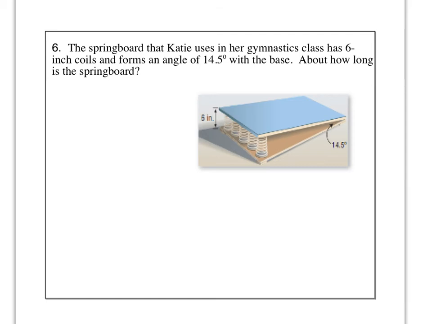Okay. So this springboard Katie uses in her gymnastics class has 6-inch coils and forms an angle of 14.5 degrees with the base. About how long is the springboard? Okay, so what we want to find out is how long is this part? How long is the actual blue board here? That's what we want. Now see how this is 6 over here? We're going to move that over here as well. So this is also 6.